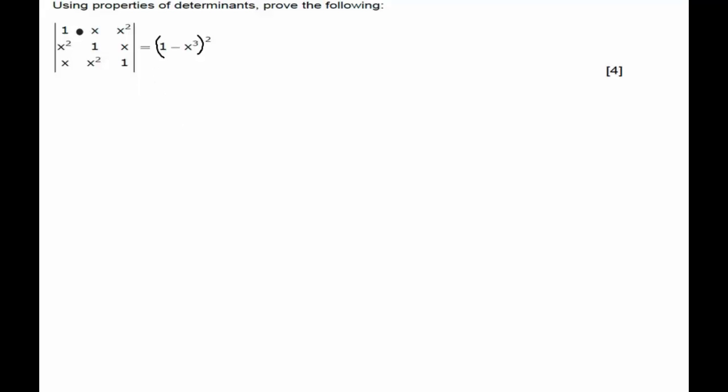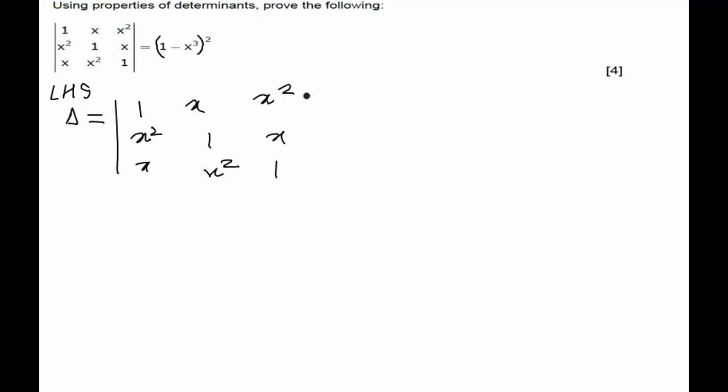Students, in this question we have to prove that the determinant |1 x² 1; x² 1 x; x 1 x²| is equal to (1 − x³)². So first we start with the left hand side, where we have the determinant. We call it delta equal to determinant 1 x² 1, x² 1 x, x 1 x².